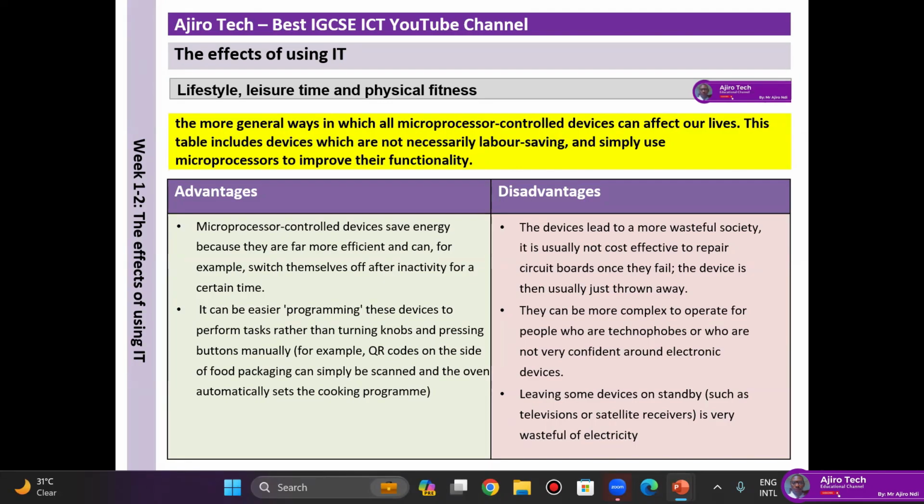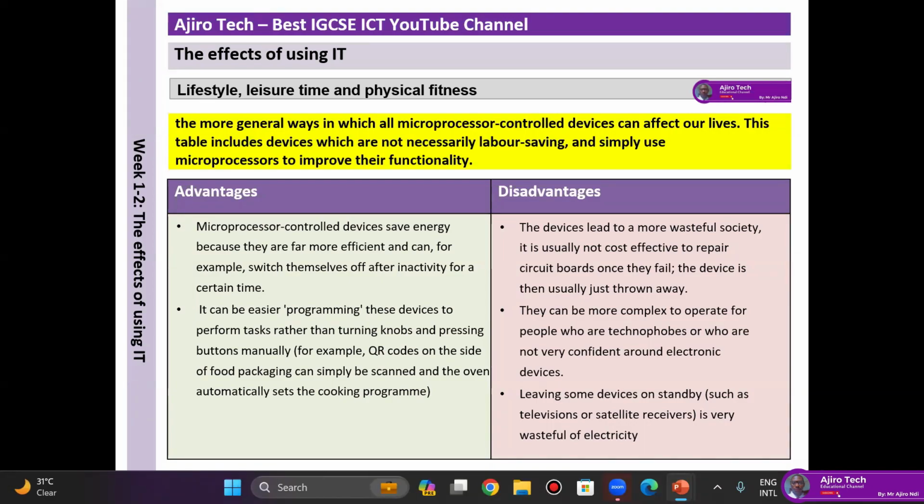But having microprocessor controlled devices simply means that you don't have to waste any form of energy. Rather, you can save it, because right from your work, all you have to do is just use your mobile phone and you can turn them off. So all these things are very, very important.